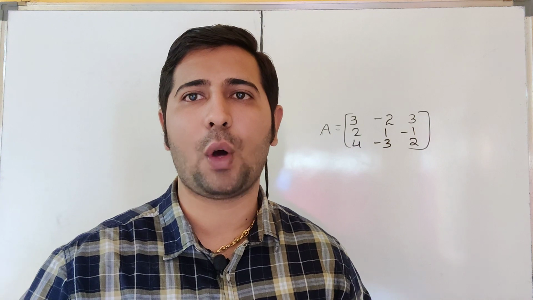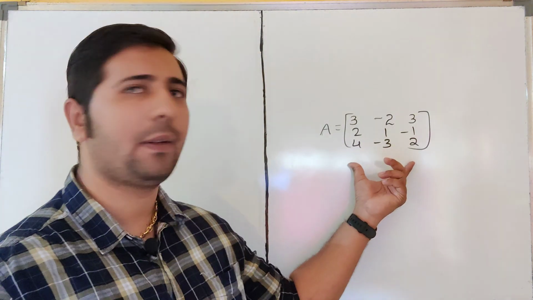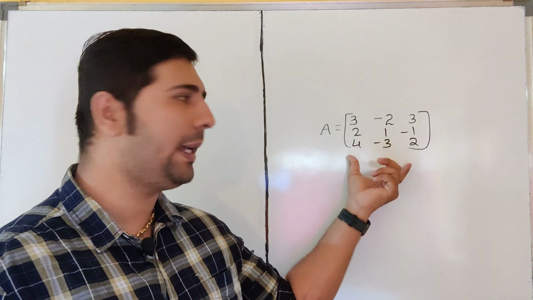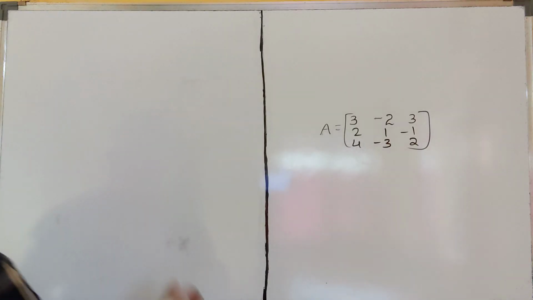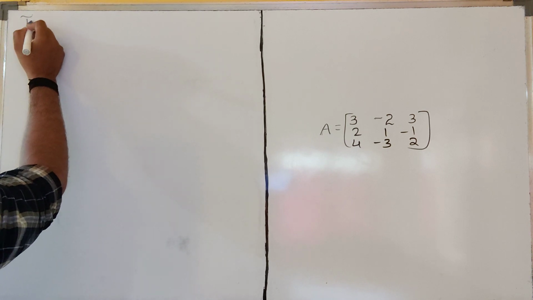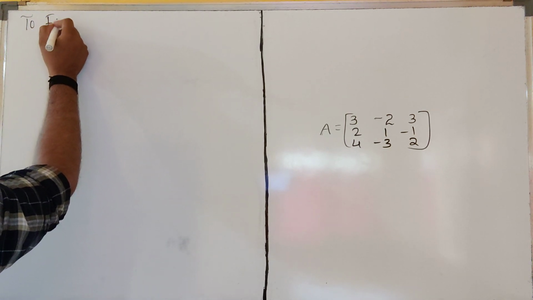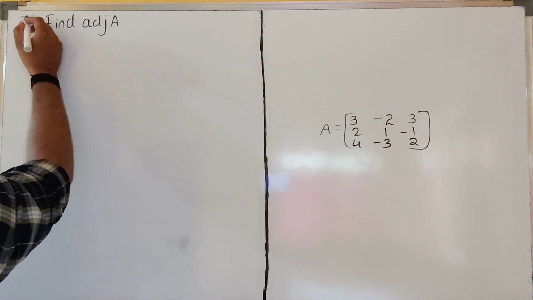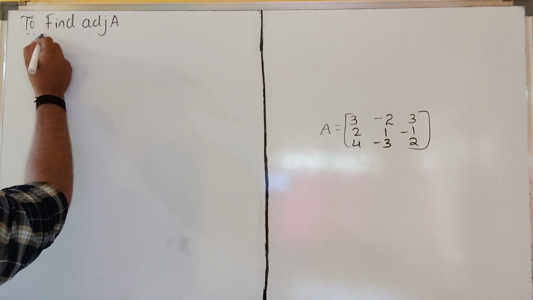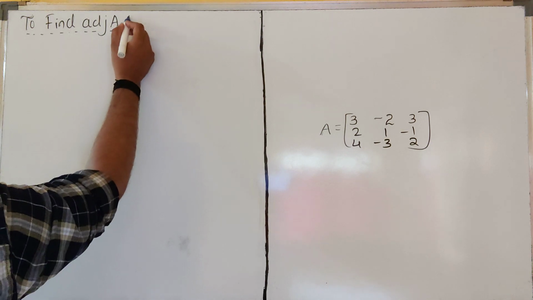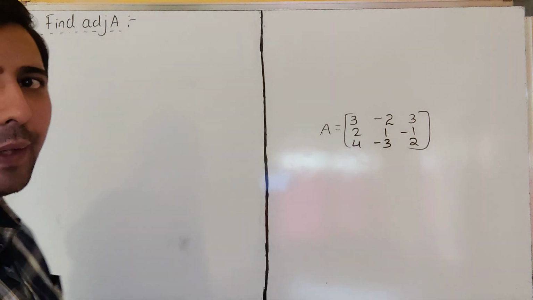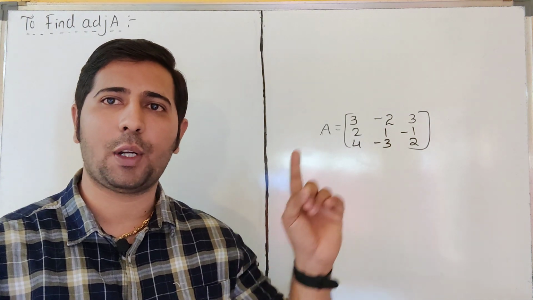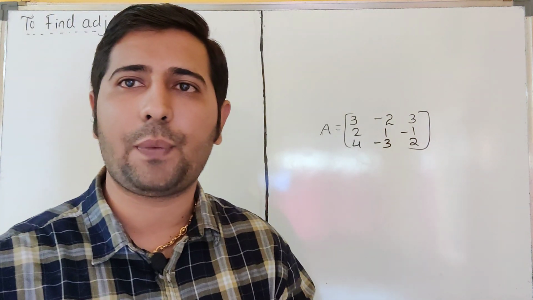I hope all of you have copied. So here A I have written for our convenience, because how to find adjoint of A is required. So now see, to find adjoint of A. If I find adjoint of A, 90% of the work is over. So how to find adjoint of A? A inverse we know already is 1 upon determinant A into adjoint of A.